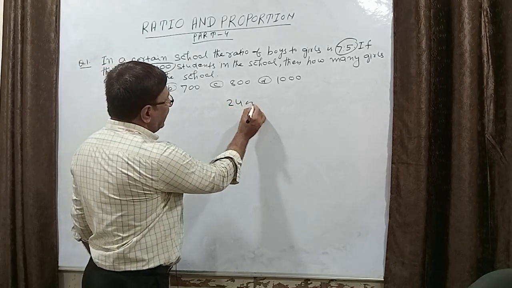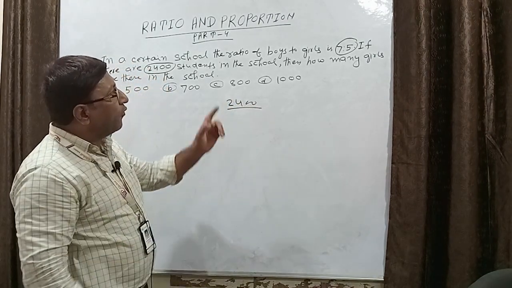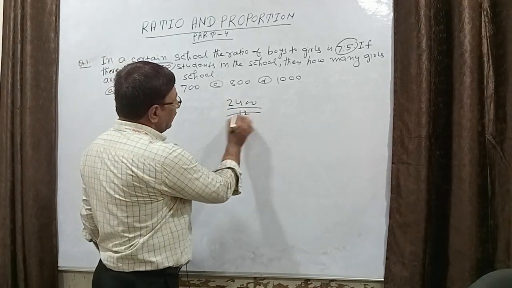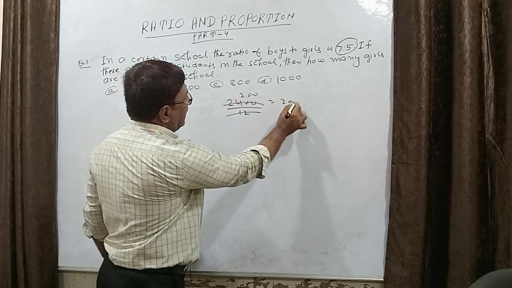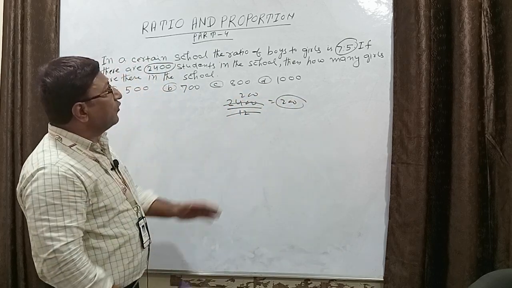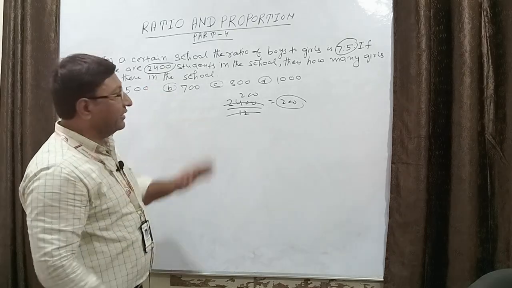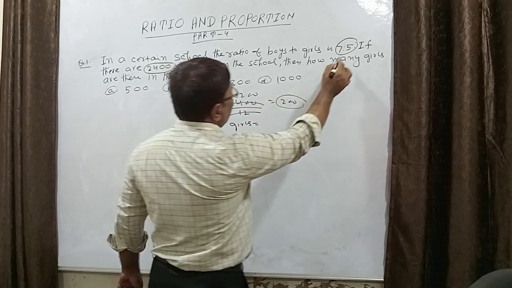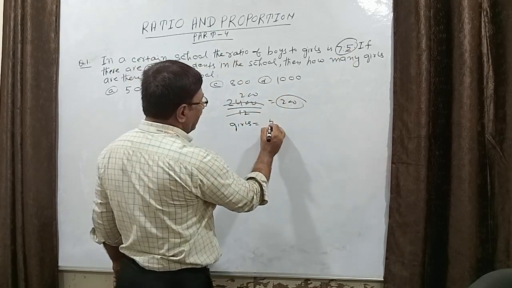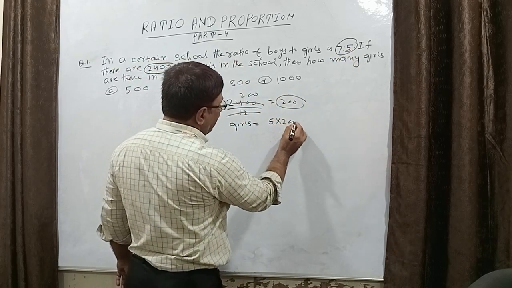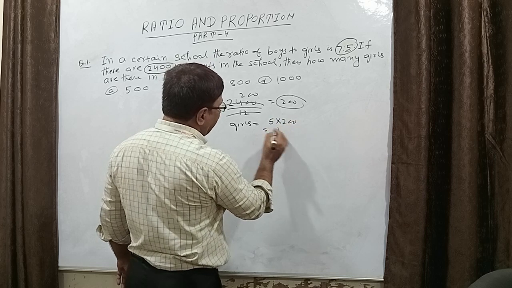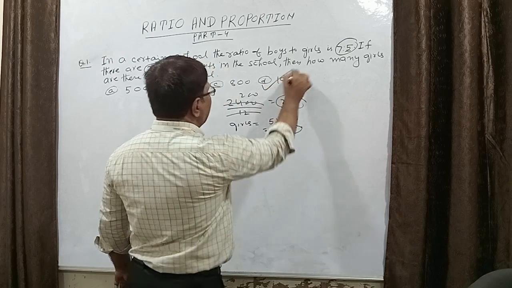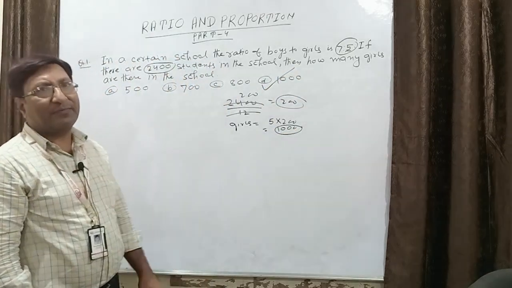Total number is 24 and the sum of the boys and girls ratio is 7 plus 5, 12. So 24 divided by 12, we will get 2. Now we need how many girls there are. So girls ratio is 5, so our answer will be 5 into 2, that is 10, which is our correct answer. So D is our right answer.